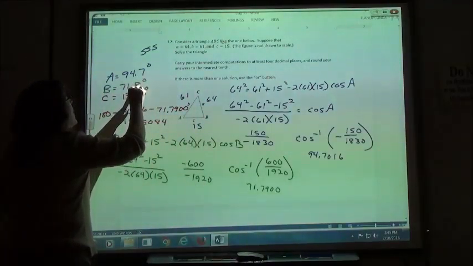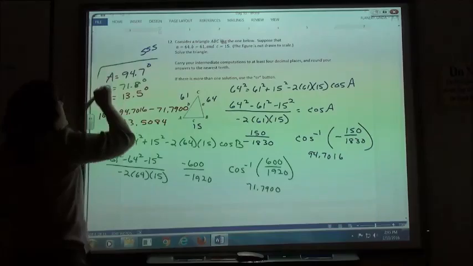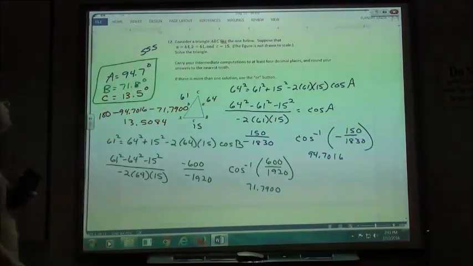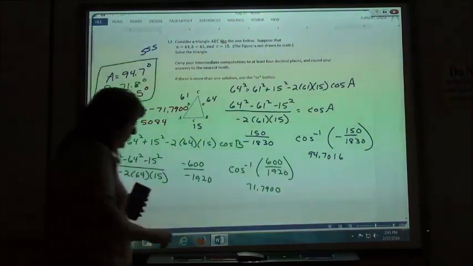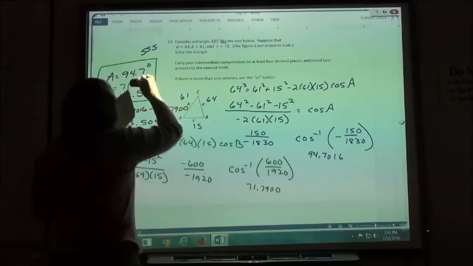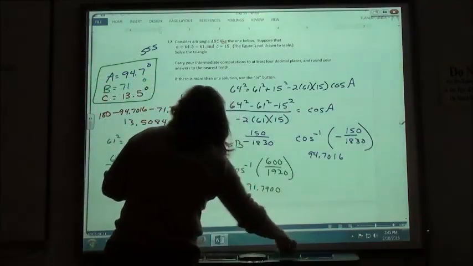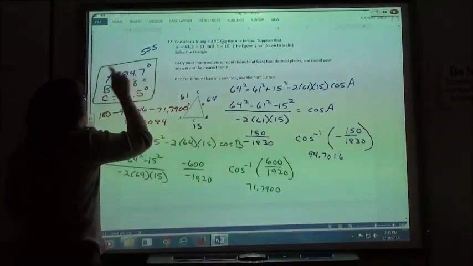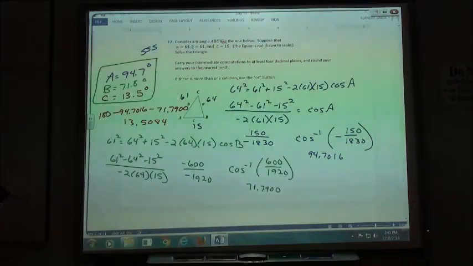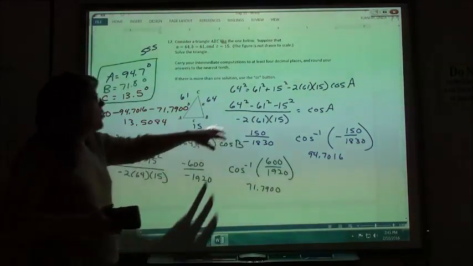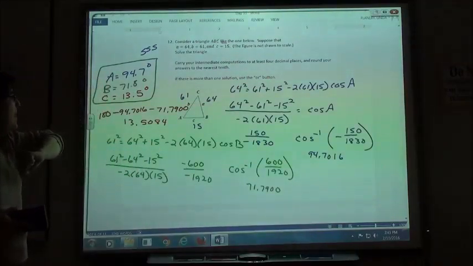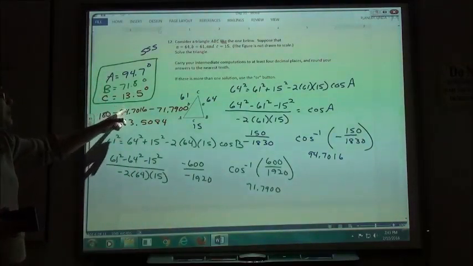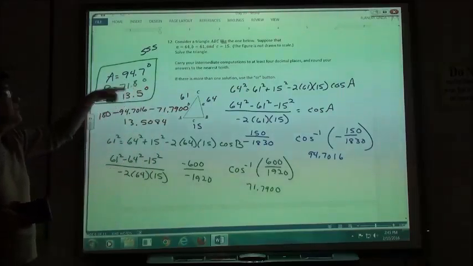Trying to switch numbers around on you. So angle A came out to be 94.7, B 71.8, and C 13.5. I don't like my 8 there either. All right, so use the law of cosine to find angle A, the law of cosine to find angle B, and then took 180 and subtracted angle A and angle B to find angle C.